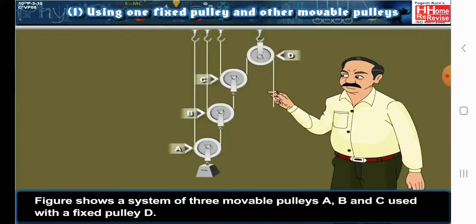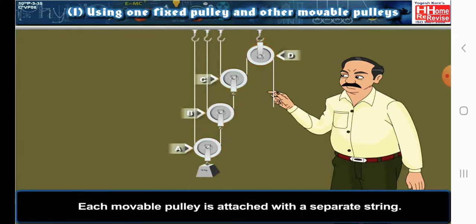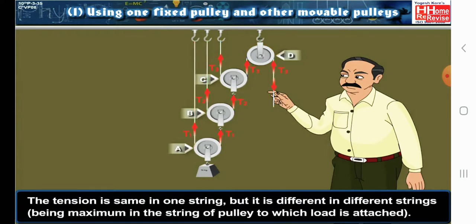1. Using one fixed pulley and other movable pulleys. Figure shows a system of 3 movable pulleys A, B, and C used with a fixed pulley D. Each movable pulley is attached with a separate string. The tension is same in one string, but it is different in different strings, being maximum in the string of pulley to which load is attached.